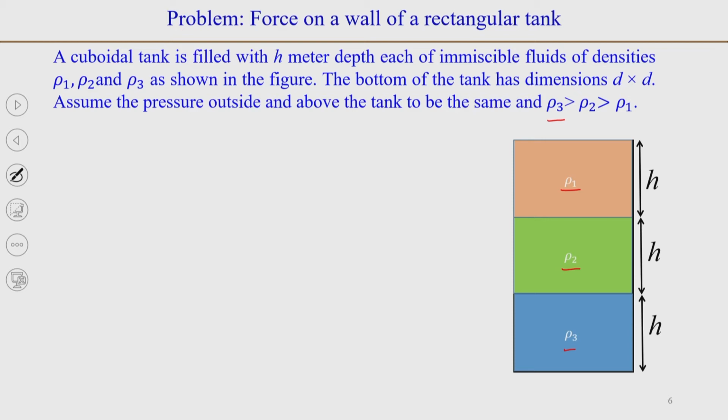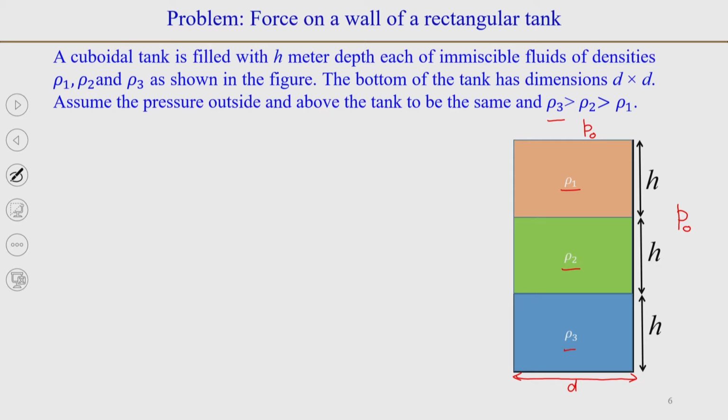So, this dimension is d, and the dimension normal to the screen, or perpendicular to the screen, is also d. We can assume that the pressure above the liquid surface is P naught, and outside is P naught. So, when we consider hydrostatic pressure, P naught plus rho g h, from the other side of the surface we will again experience pressure of P naught. So, we will consider only the hydrostatic pressure caused by the liquid column while solving this problem.